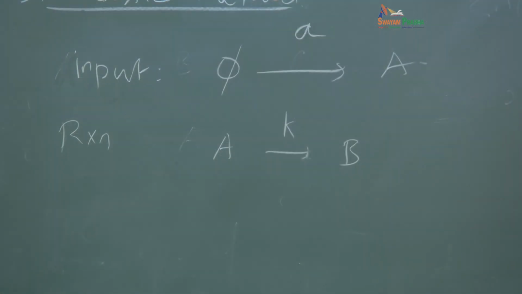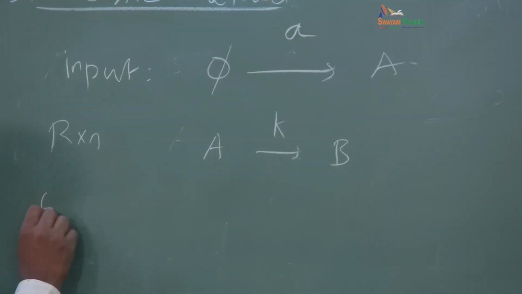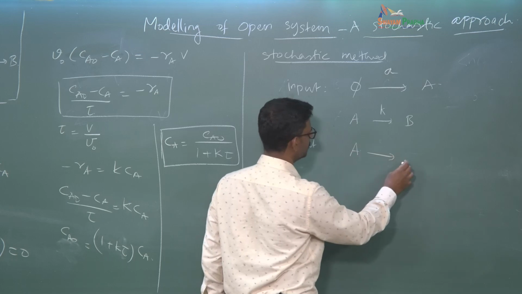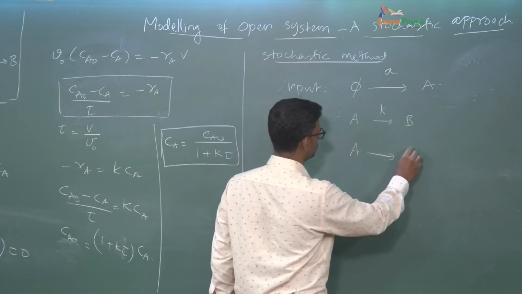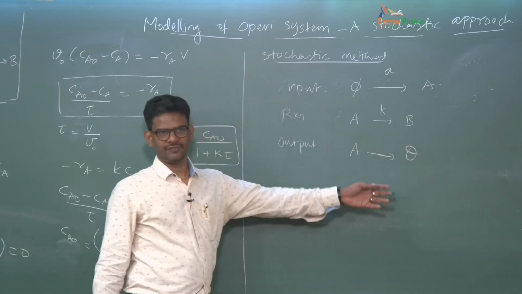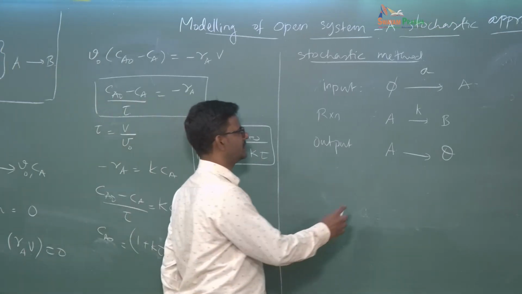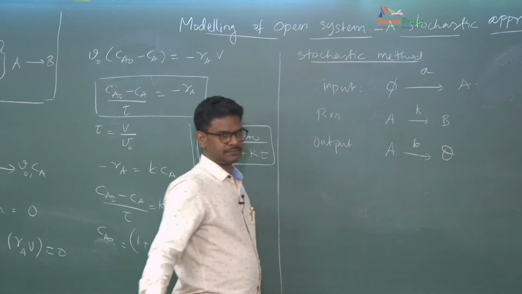Now when you think about this output, or outgo, you have to say this is something like A going into some theta, which is more like a dead state, it's gone, not going to come back. Okay, so here we say some rate constant B.